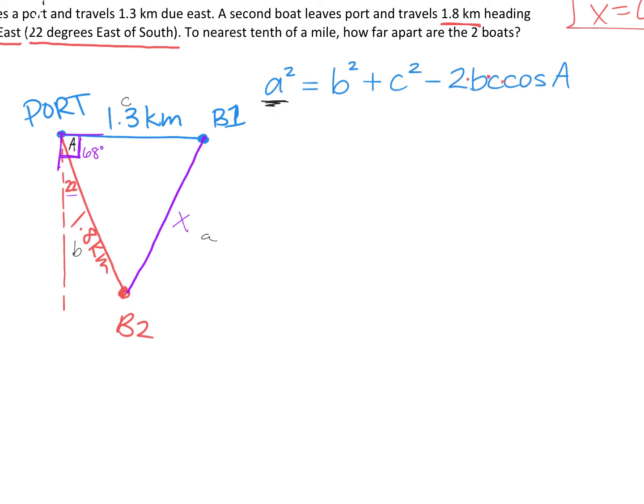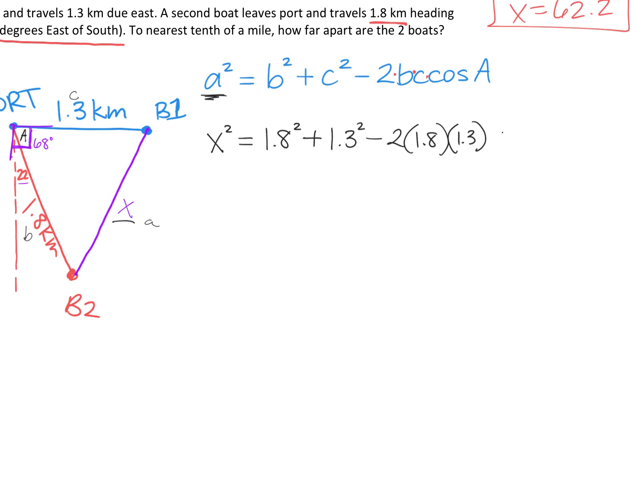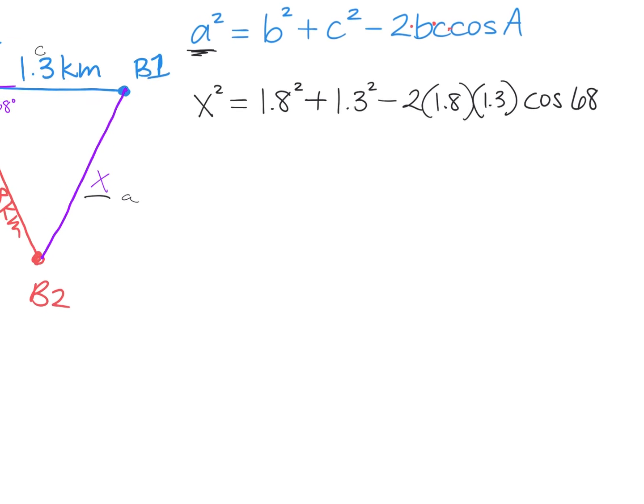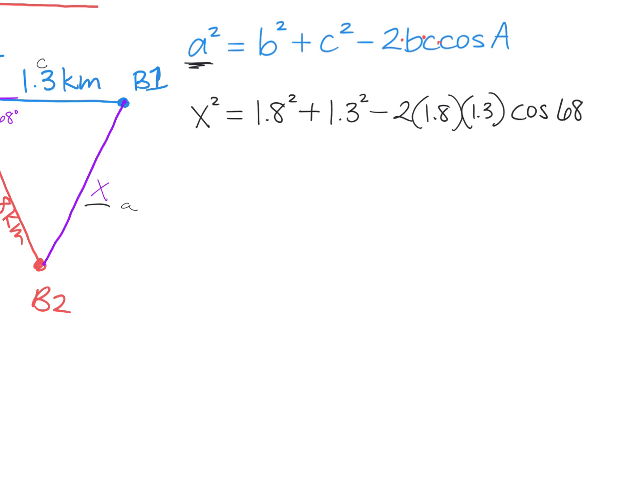What is going to replace our a? X. So x squared equals b, we said was 1.8 squared, plus c, which is 1.3 squared, minus 2 times 1.8 times 1.3 times the cosine of what? 68. Who just got excited because you realized this is the easy one? Anybody? What do you do from here?